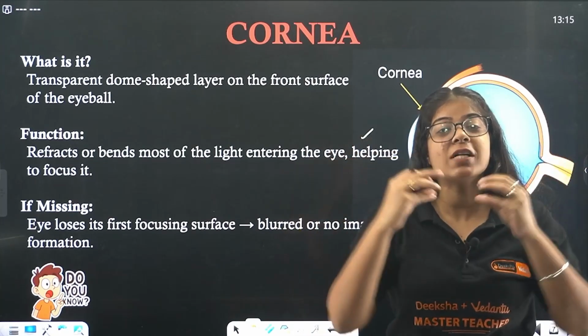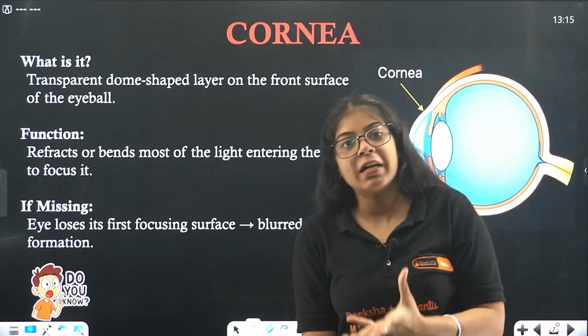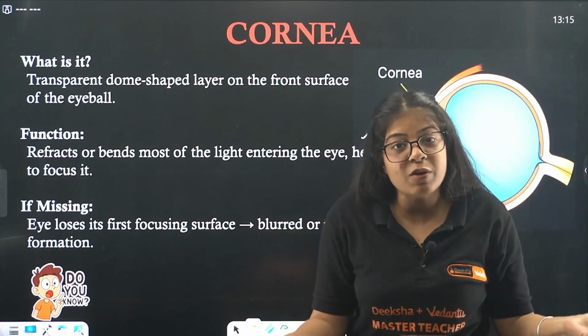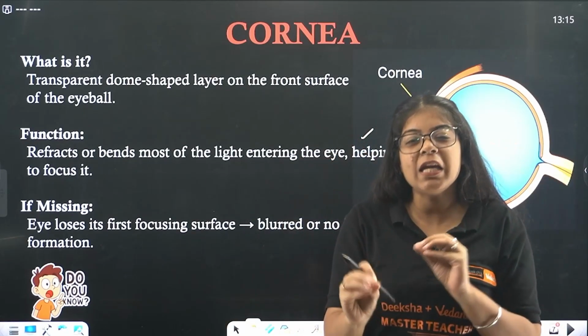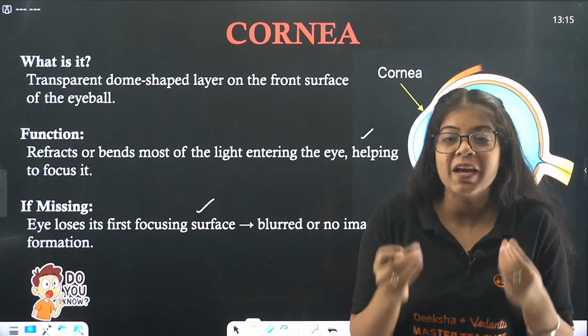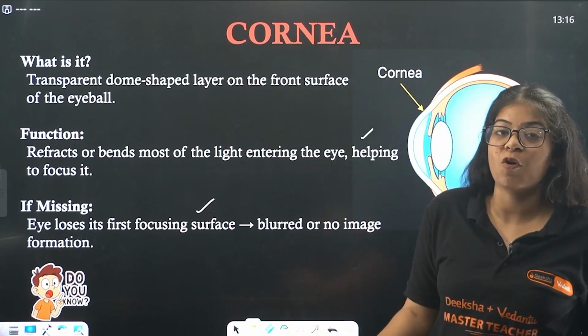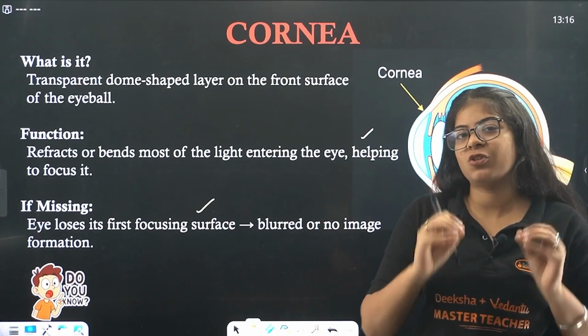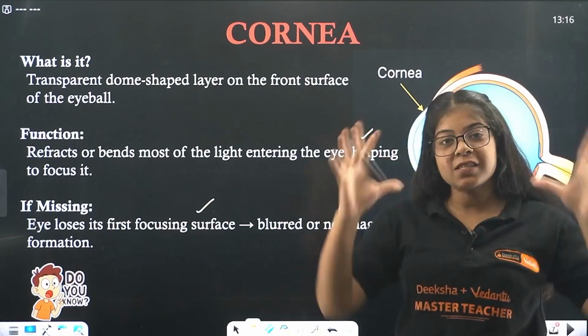refract the light and focus it on the screen, right? If the light is not focused on the screen, how will the image be formed? The image will be very blurry, and since it is the first focusing surface, the image will be very blurry or no image will be formed. That's how important the cornea is. Okay, so that's the first part.